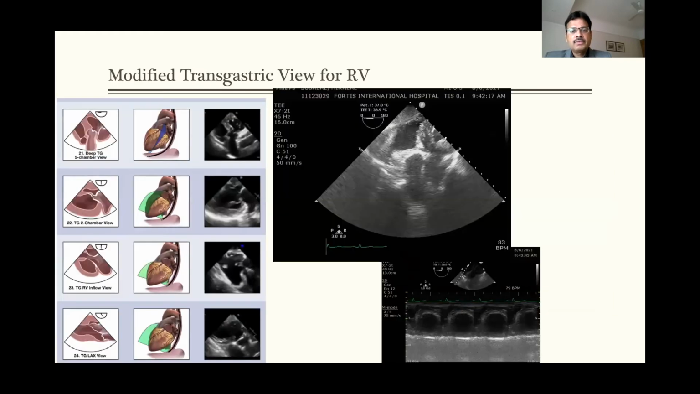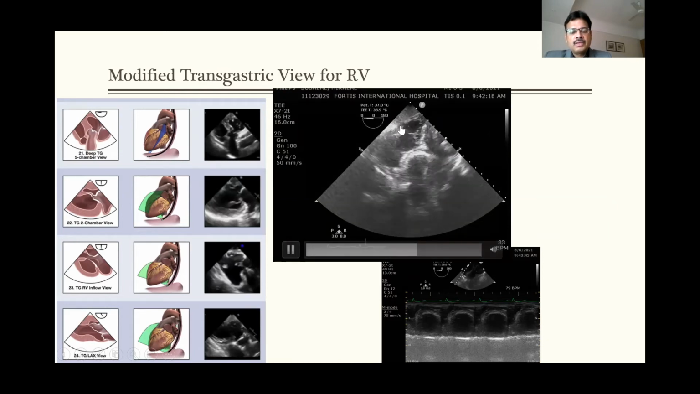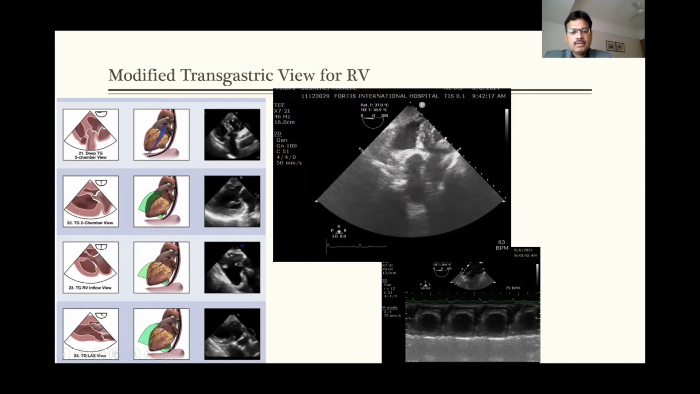The modified transgastric view for the RV, before that, is a follow-up of the deep transgastric 5-chamber view. Again, we just turn to the right and then focus on the RV and align it along the liver, and this gives us a unique opportunity to do the TAPSE, or the annular excursion of the lateral part of the tricuspid, which helps us to get an idea about the right ventricular function. Also, the two chamber, the long axis view, and the RV transgastric RV view will complete the scanning sequence.